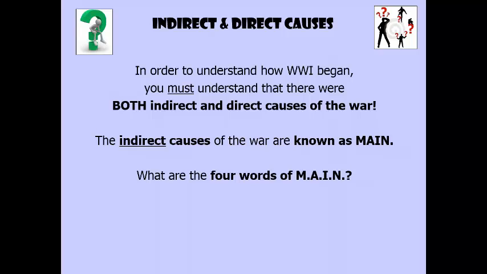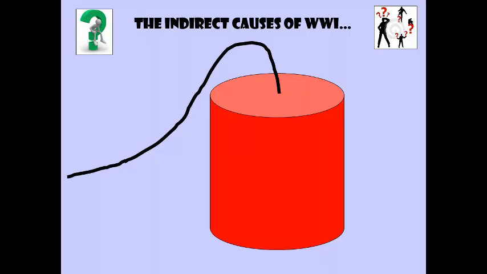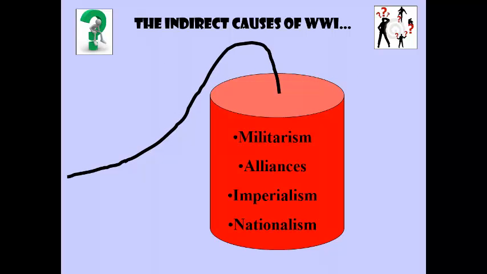And so in regards to World War I, we have several indirect causes that lead to the war. And we can remember these using the acronym MAIN. And these stand for our 4 indirect causes of the war. And they are as follows. Militarism, alliances, imperialism, and nationalism.